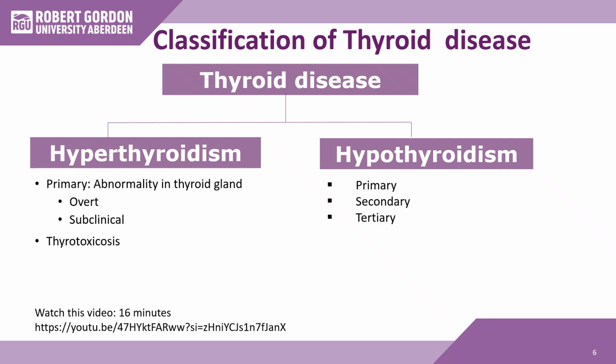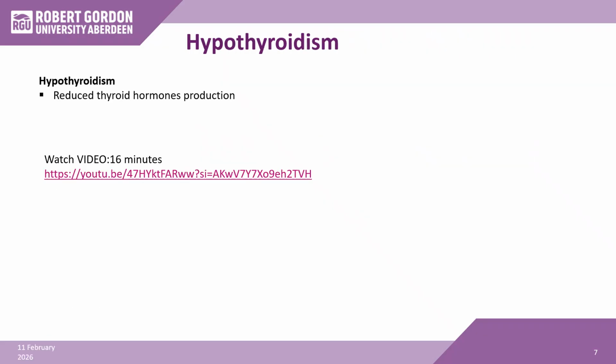Back to classification again, we do have two main types of thyroid disease. We have the hyperthyroidism that we covered in part 2, and today we're covering hypothyroidism. And here in hypothyroidism, we have primary, secondary, and tertiary. So hypothyroidism simply means reduced thyroid hormone production, leading to slowing of metabolic processes throughout the body. Think back to the functions of the thyroid hormone. In contrast sharply with hyperthyroidism, where everything speeds up, here everything slows down.